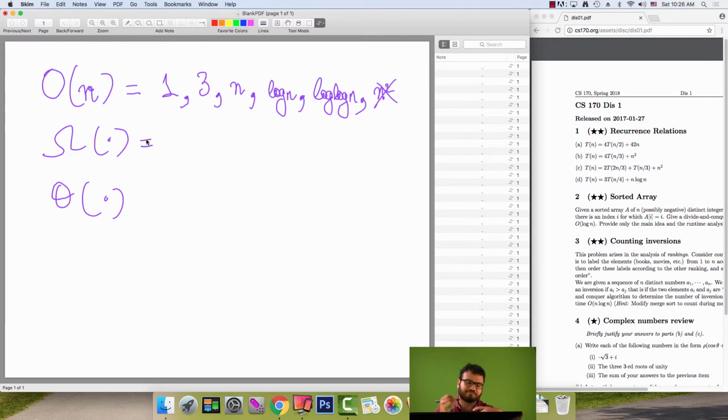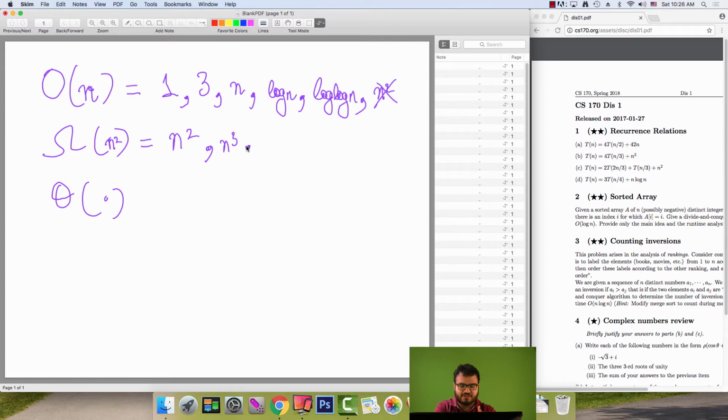What about omega? Big omega is something that is lower bounded. So for instance, let's say we have omega n squared. What does omega n squared mean? Well, it's lower bounded by n squared. So n squared falls in here, n cubed falls in here, not n, because n is not lower bounded by n squared. What about log n? Well, again, log n is not lower bounded by n squared. So no log n. 2 to the power n falls here because exponentials grow faster than polynomials.